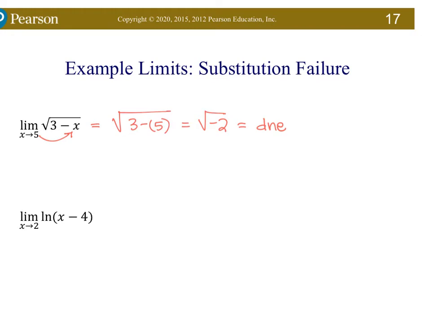For the second one, we'll plug in x is 2. And so we'll get the natural log of parentheses 2 where I substituted, minus 4. That's the natural log of -2. Again, just like you can't take the square root of a negative number, you can't take the natural log of a negative number either. And so that would also be does not exist. So some of the things you cannot do: you cannot divide by 0, you cannot take the square root of a negative number, and you can't take the natural log of something that's not positive.